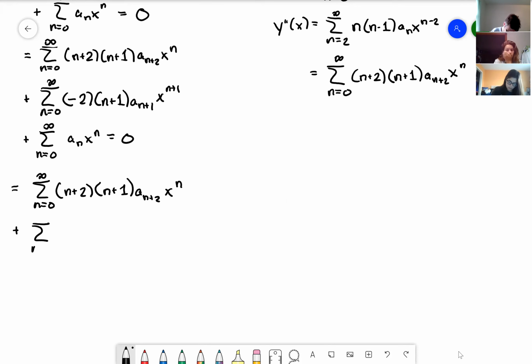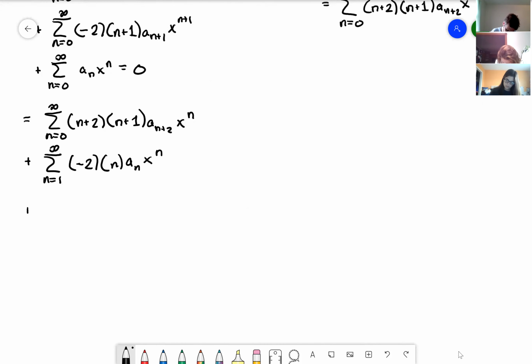Anyway, so we're going to start from 1 now and make that x to the n. So n plus 1, if we're starting from 0, n plus 1 is 1. Now we're starting from 1, so we just need n to make that one start off at 1. And so everywhere we're replacing n with n minus 1. So that becomes a_n, x to the n, plus the sum from n equals 0 to infinity of a_n x to the n, equals 0.